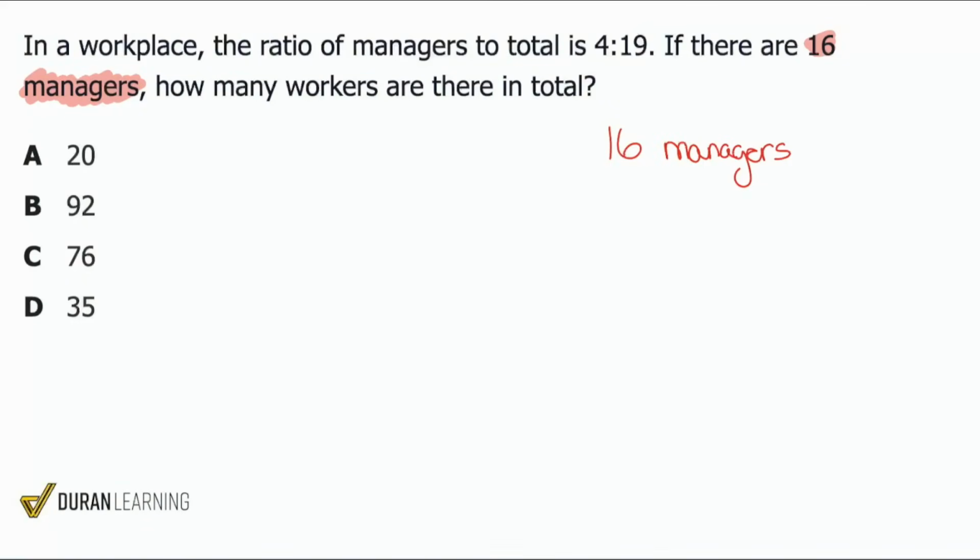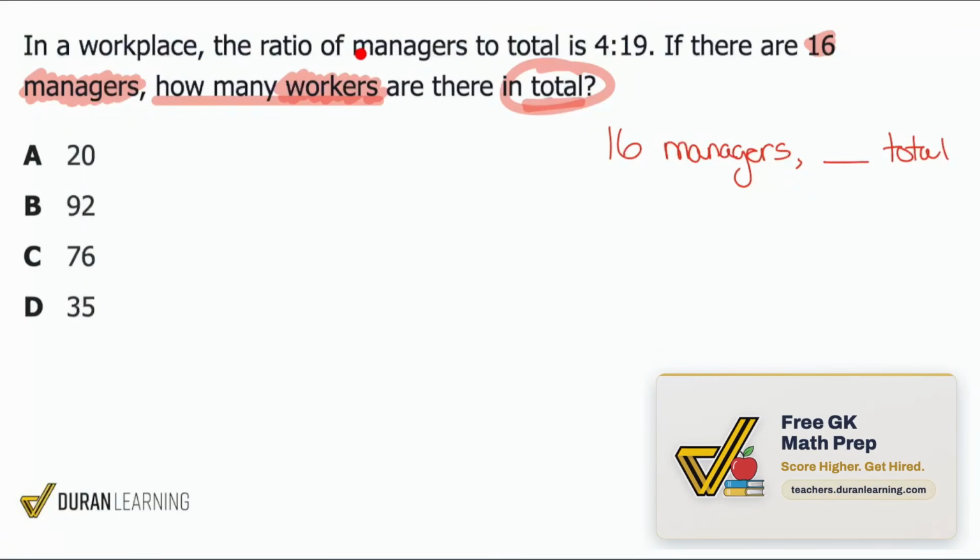And then up next, I noticed that we are looking for how many workers. So right there, I am looking for workers in total. Again, keyword right there. I'll just say 16 managers to blank total workers. So what I'll do next is I will look at the first sentence and see, do I have that same comparison? Do I have the comparison of managers to total? And if not, what do I need to do to get that comparison? Luckily, when we take a look at the first sentence, we're given in a workplace, the ratio of managers to total is 4 to 19.